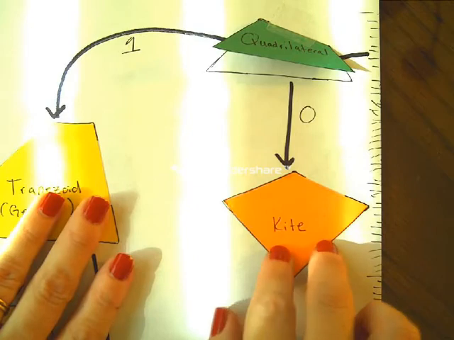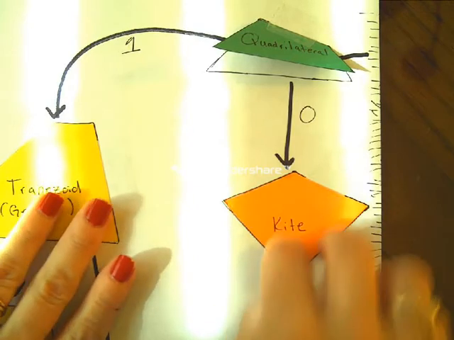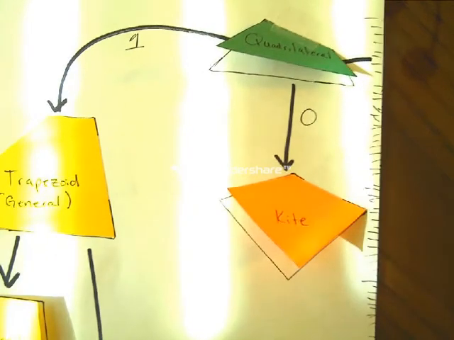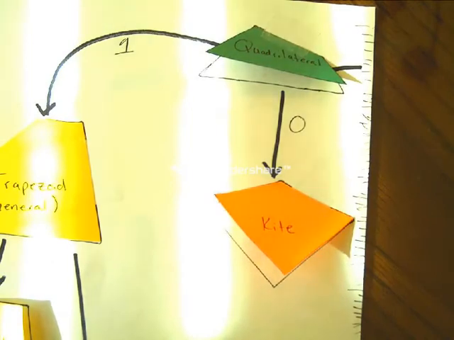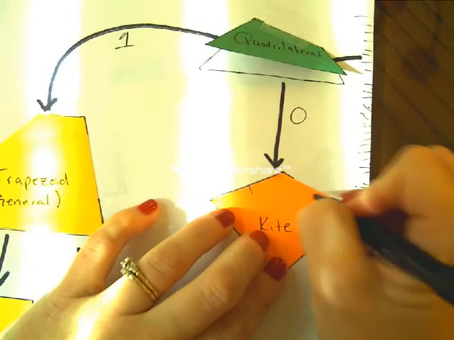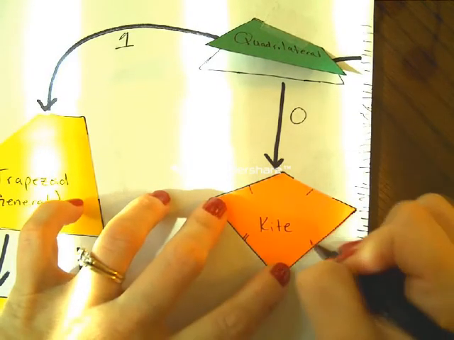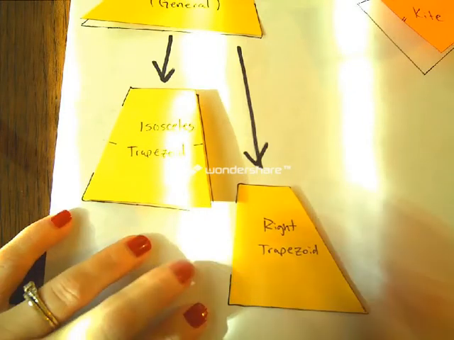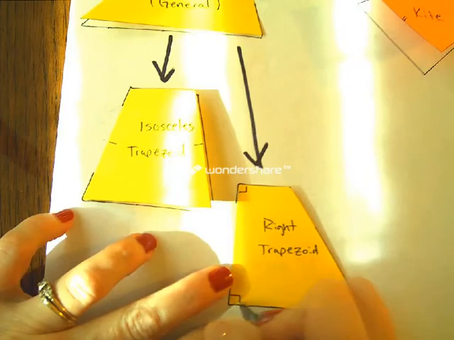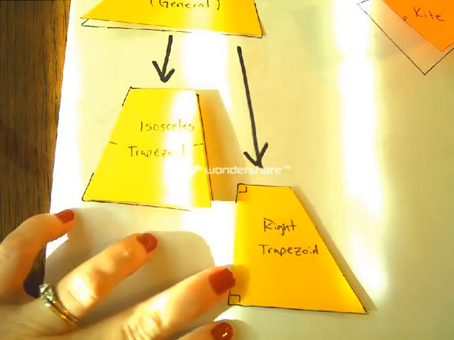Actually, let me write that down. Where's my pen? This is congruent to that, and this one is congruent to that. And we can add that to the right trapezoid if we want to, the 90-degree angles. And I had already done it on that side. Okay, on to the next page.